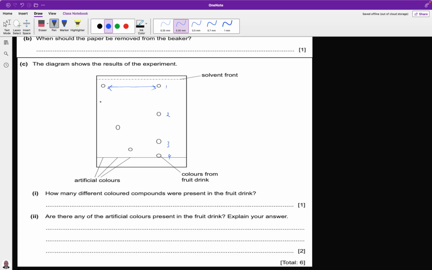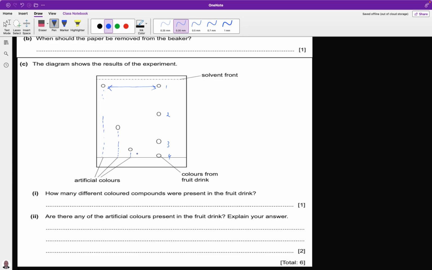There is one artificial color that travels up. There is another one that also travels up. There is another one that also travels up. So there is one artificial color that has been identified that is present in the fruit drink. They have traveled the same distance. That's why they are at the same spot. They have traveled the same distance from the baseline. So we say this one is present in the fruit drink.